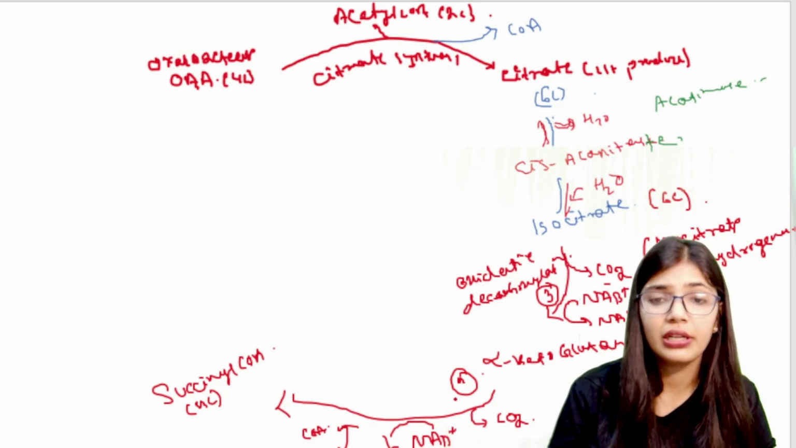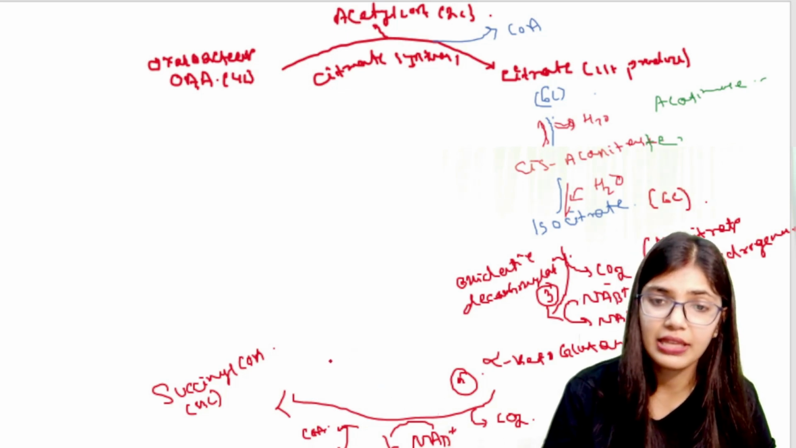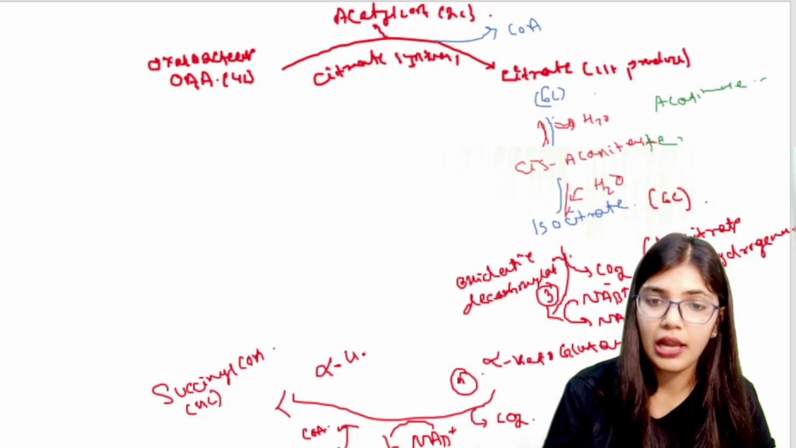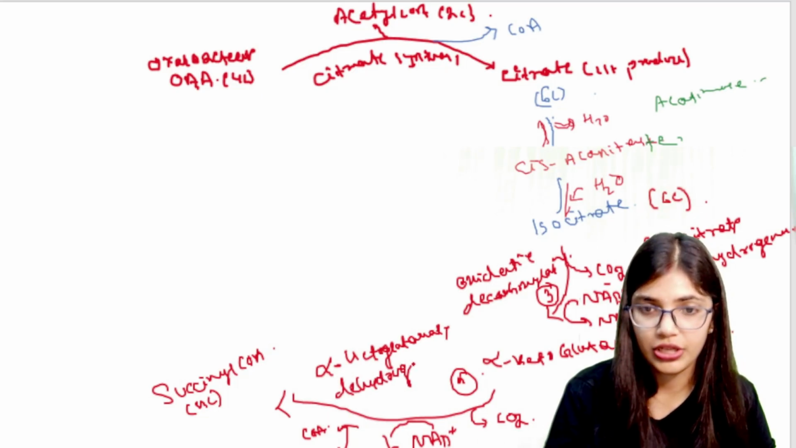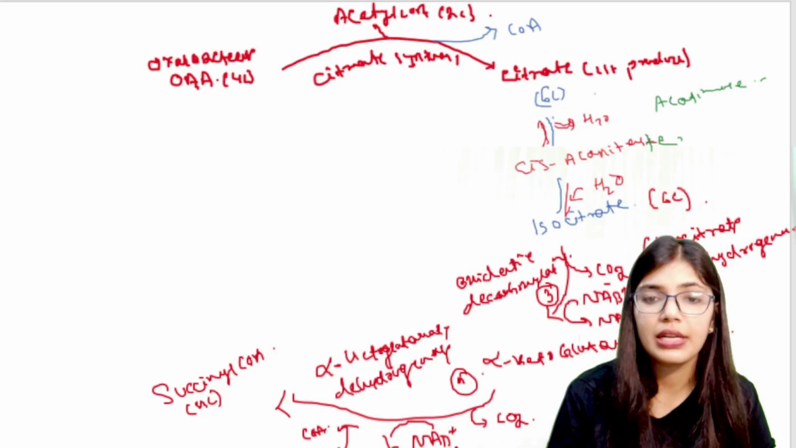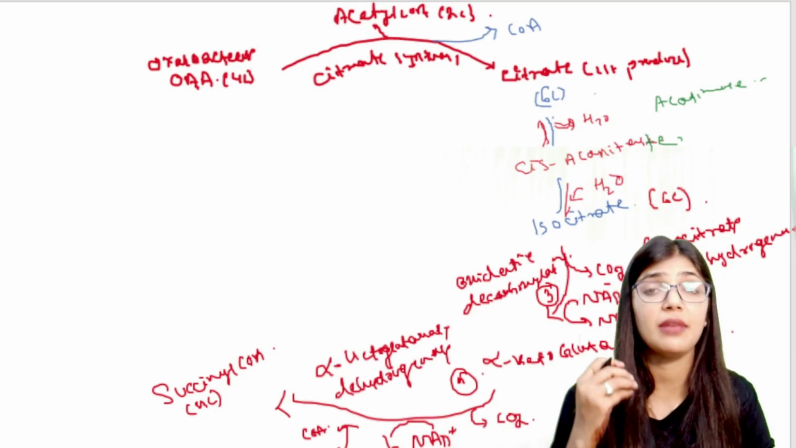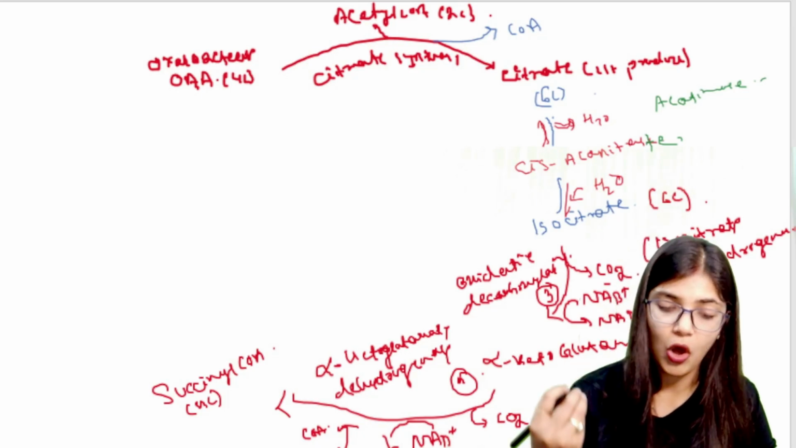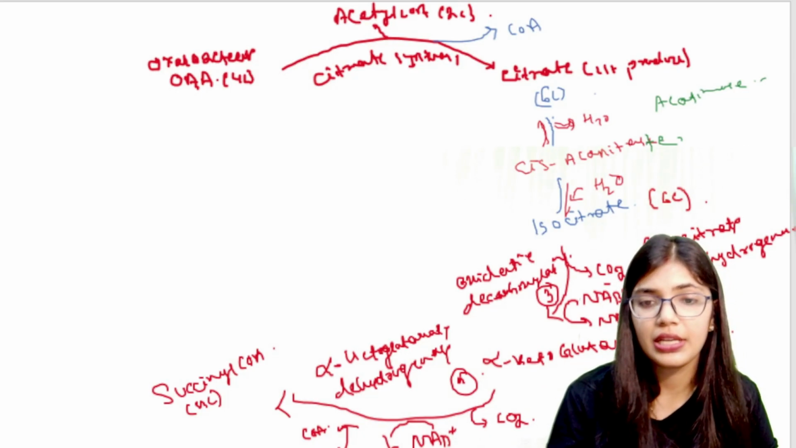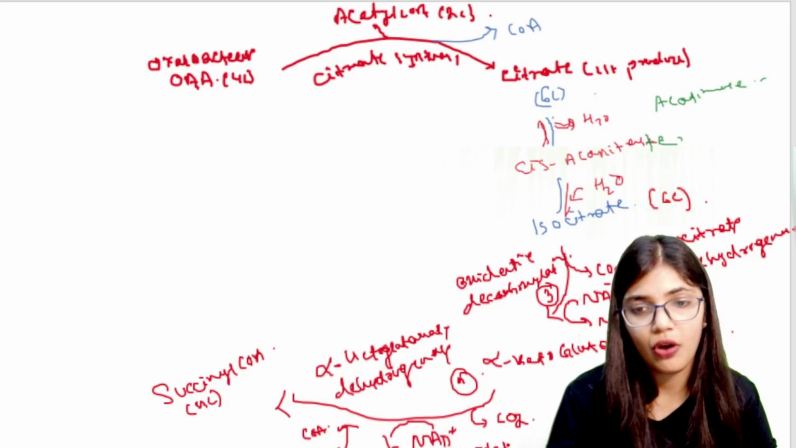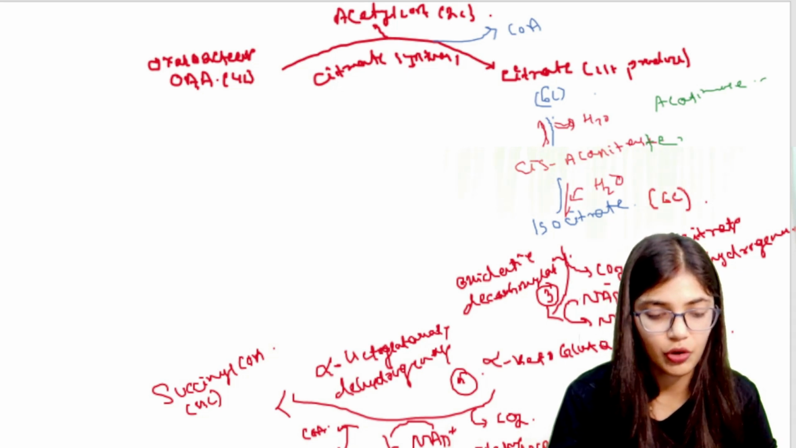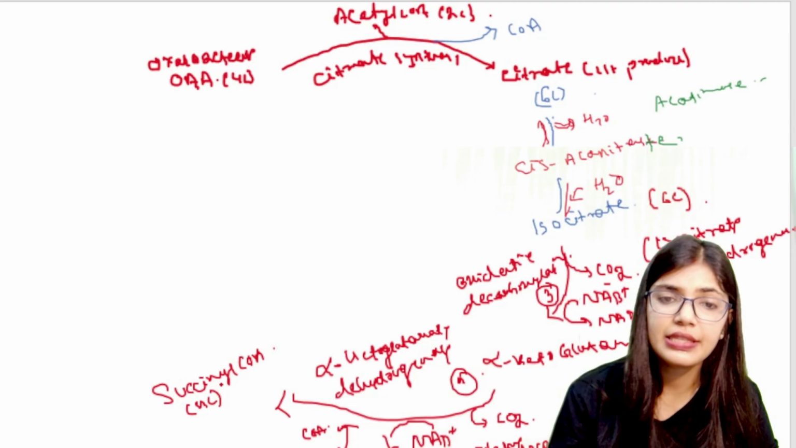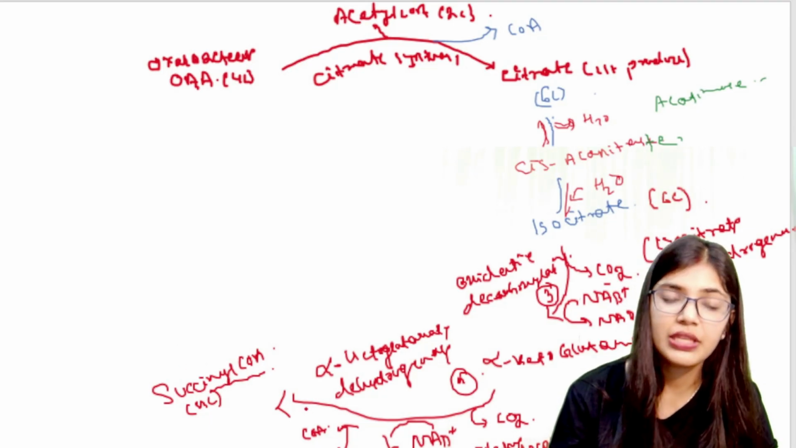What is the enzyme responsible? It is alpha ketoglutarate dehydrogenase. This reaction takes place by decarboxylation as well as oxidation, so it is known as oxidative decarboxylation. Here there is formation of succinyl coenzyme A. This was the fourth step.